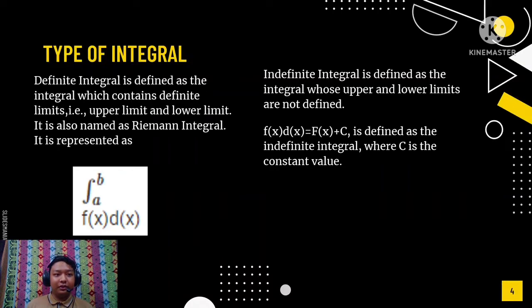Basically, there are two types of integral. The first one is definite integral and the second one is indefinite integral. Definite integral is defined as the integral which contains definite limits, which are the upper limit and lower limit. It is also named as Riemann integral. It is represented as the following. Meanwhile, indefinite integral is defined as the integral whose upper and lower limits are not defined, where the integral of f(x) dx equals F(x) plus c, where c is the constant value.